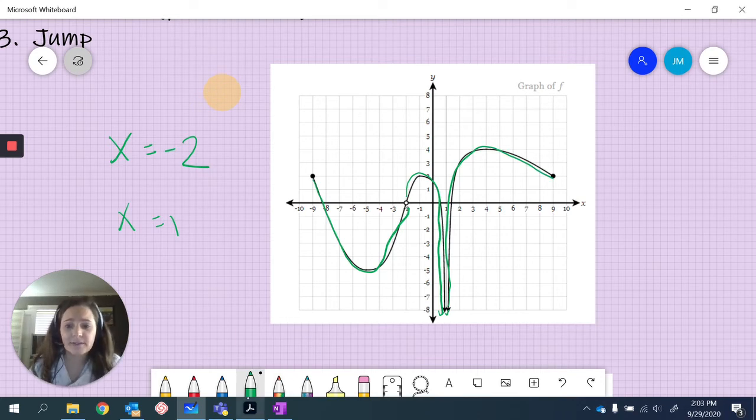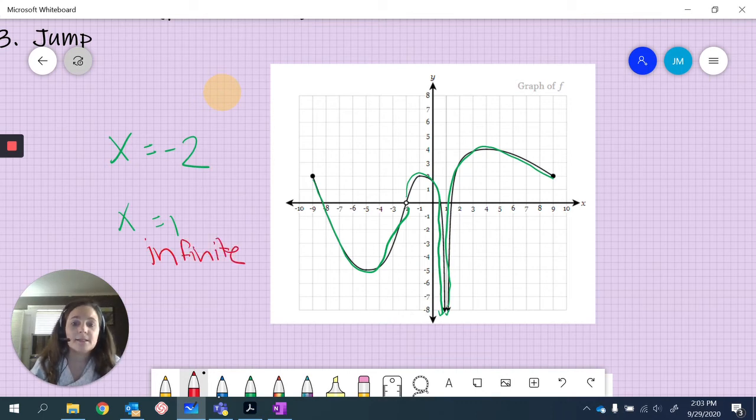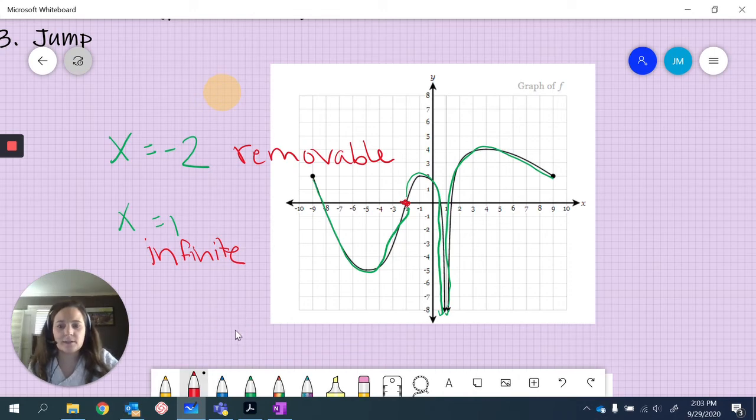So now we have to classify our discontinuities. This first one at x equals 1 is going to be broken forever. It's going to keep going on forever and ever and never get fixed. So we call that infinite when it just keeps getting broken forever and ever. At x equals negative 2, there's a single little hole. If I wanted to, I could patch that hole by filling it with one specific point. Because I can patch that hole with one specific point, we call that removable, which means we can remove that discontinuity by patching that hole. You'll learn more about that in calculus.